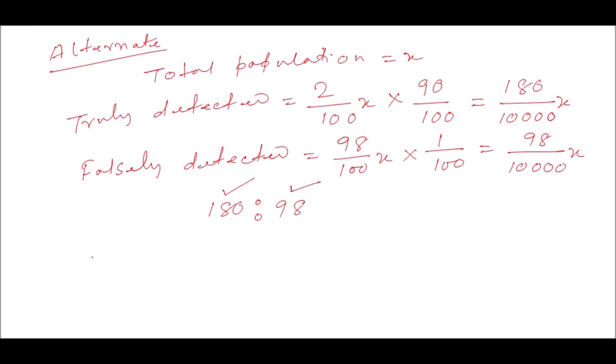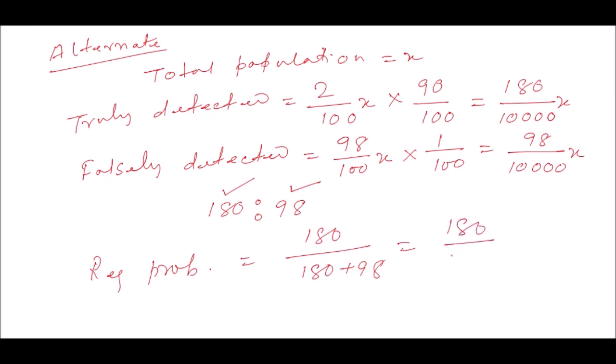Therefore, if we want to find the required probability that those who truly have malaria have been detected positive, that is 180 divided by 180 plus 98. Therefore, 180 divided by 278, and it is 90 divided by 139. And that is the simplified way we can find it out.